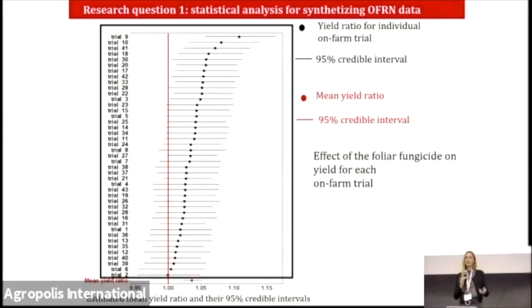On the y-axis, the black point represents the yield response for each individual on-farm trial. And the horizontal line represents the uncertainty. If it crosses the line 1, the red line, it's not significant. In that case, we had 12 on-farm trials out of 43 having a significant positive yield response.